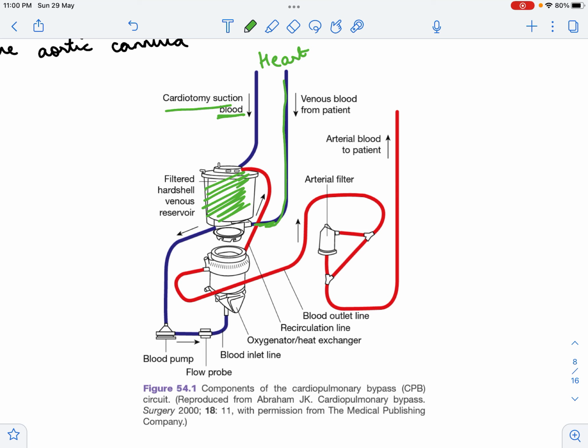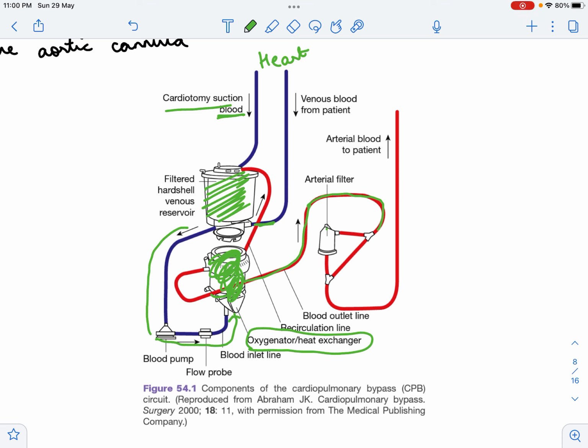From this reservoir, it is blue in color, which means it is deoxygenated. From this, it is going to go via the blood pump into an oxygenator and a heat exchanger. This is your oxygenator and heat exchanger. So the blood gets oxygenated over here, the temperature is regulated, and from this oxygenator, the blood is now red in color, which means it has got its oxygen back. It's going to go back into the aortic cannula.